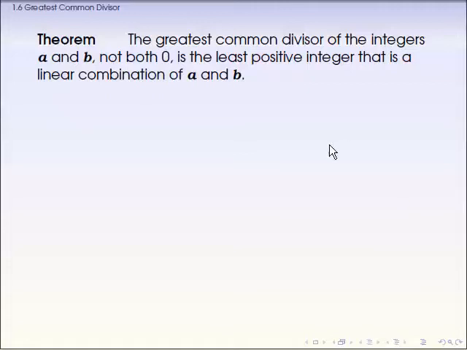Okay, let's prove the theorem which says the greatest common divisor of the integers a and b, not both 0, is the least positive integer that is a linear combination of both integers. Let's say the set T is a collection of linear combinations of a and b, so it should be written as ma plus nb for any arbitrary integers m and n.